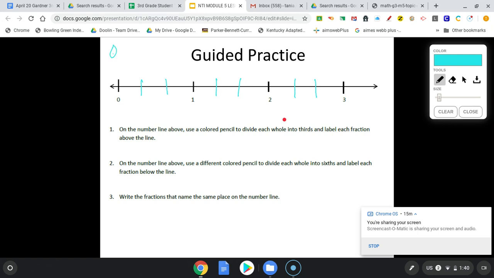There are 0 thirds in 0 wholes. 1 third, 2 thirds, 3 thirds, 4 thirds, 5 thirds, 6 thirds, 7 thirds, 8 thirds, 9 thirds. Good job. Now on the number line, you're going to divide it into sixths.